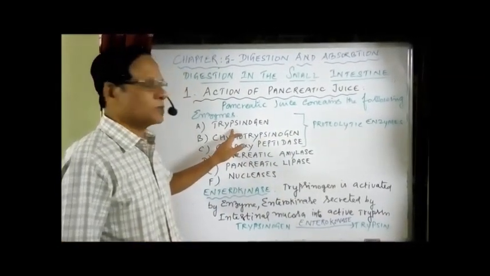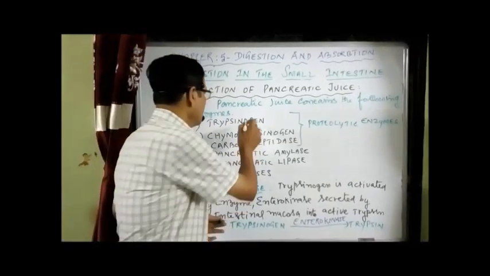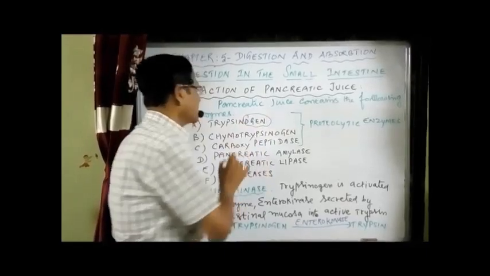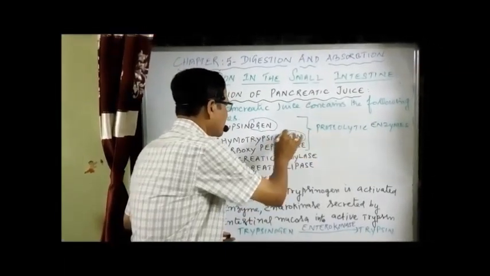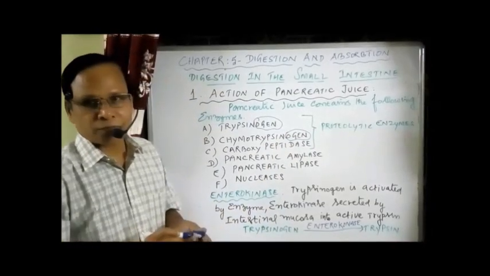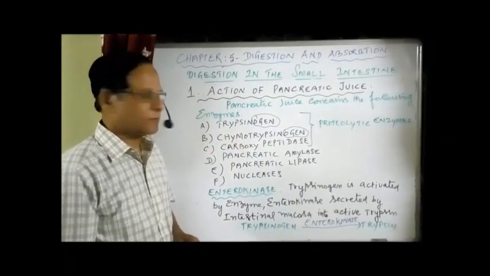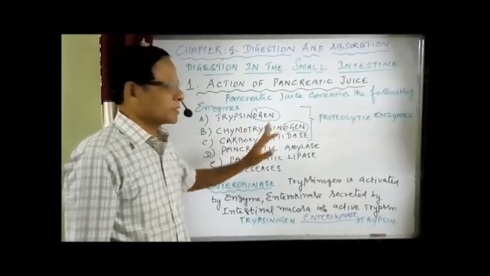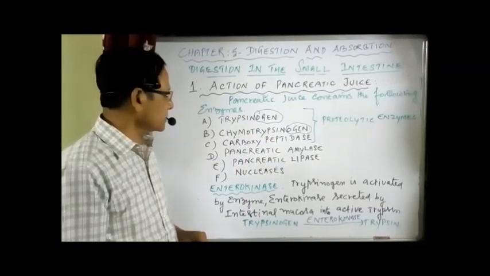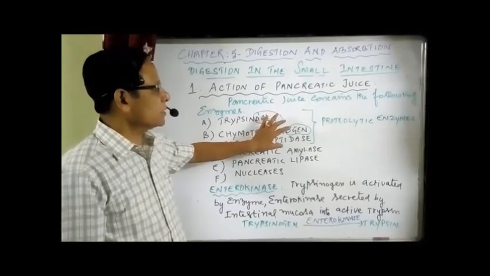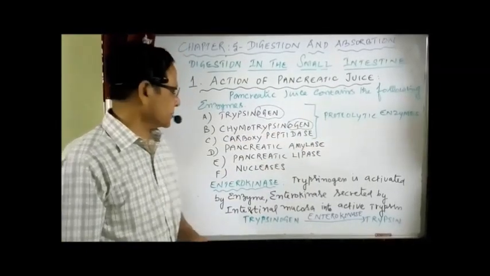Number 1, trypsinogen. Any enzyme ending with the suffix ogen is in an inactive form. If we have ogen, that refers to its inactive form. Zymogen, inactive form enzyme. So trypsinogen, inactive. Then chymotrypsinogen, inactive. Then carboxypeptidase, the third enzyme. These 3 enzymes are protein digesting enzymes, proteolytic enzymes.